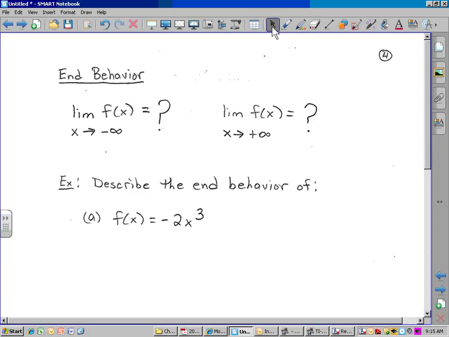End behavior basically asks this question. What's happening to the graph? Can you go way left or way right? And this is the notation that we use. The limit f of x as x approaches negative infinity. Lim, L-I-M. Limit is basically saying what's happening. F of x represents y. So what's happening to y when x goes to negative infinity, when x goes way left? What's happening to y when x goes way left? That's what this is saying right here.